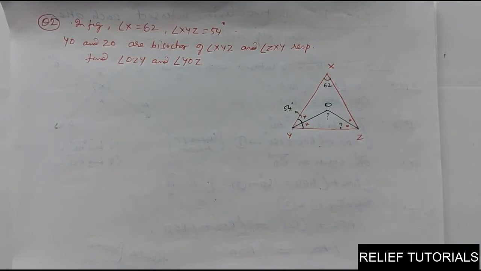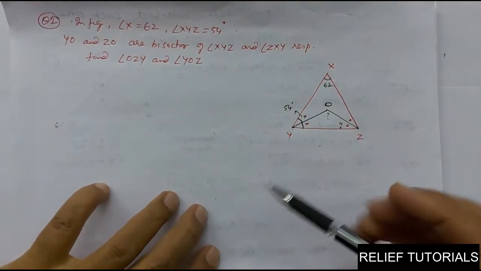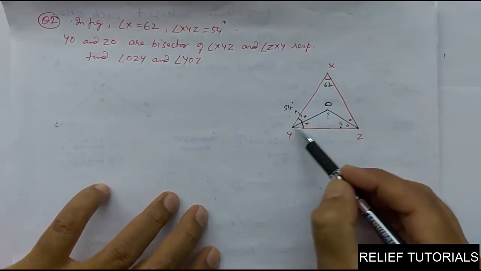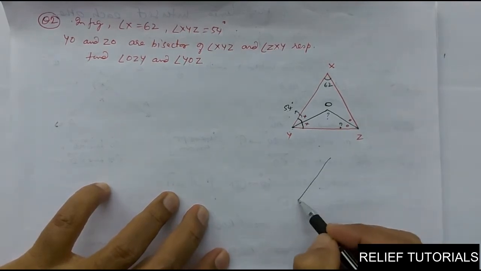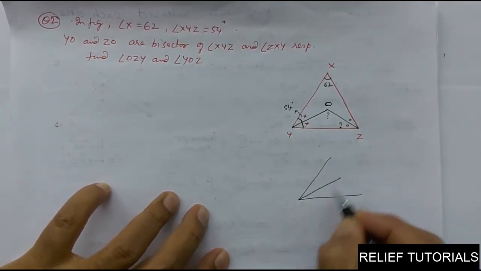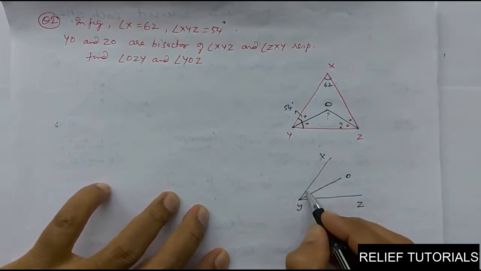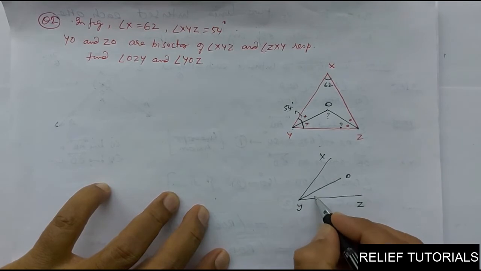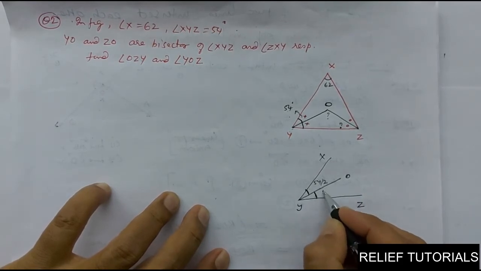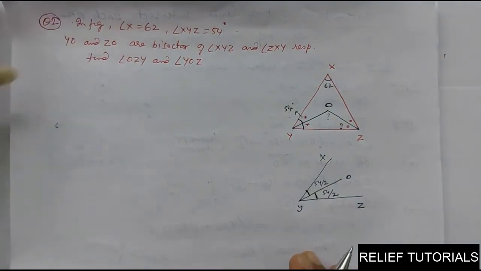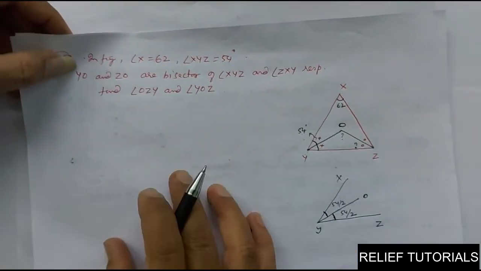See, look at the data. What is given here? Two angles of a triangle are given. We can find the third angle of a triangle. Then this is the bisector. You might know what an angle bisector means. If YO is the bisector of angle XYZ, which is 54, it divides it into two equal halves. These two angles will be equal, so this will be 54 by 2 and this also will be 54 by 2. Clear? So now, first we will find the third angle of the triangle.